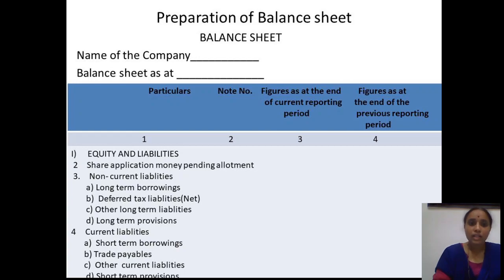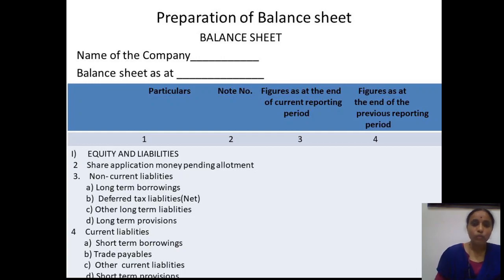Next, the fourth point is the current liabilities. Here we have short-term borrowings. If there are any short-term borrowings, you take them, and next under the current liabilities, the trade payables, other current liabilities and short-term provisions. So these are the items to be included under the current liabilities.